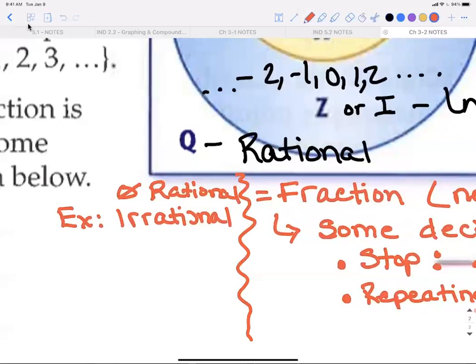Does anybody know kind of the most popular example of a number that goes on and on and on? Yes, pi. Pi is an example of an irrational number. Okay, 3.141529. That's all I got. Goes on forever. I don't remember it past that.